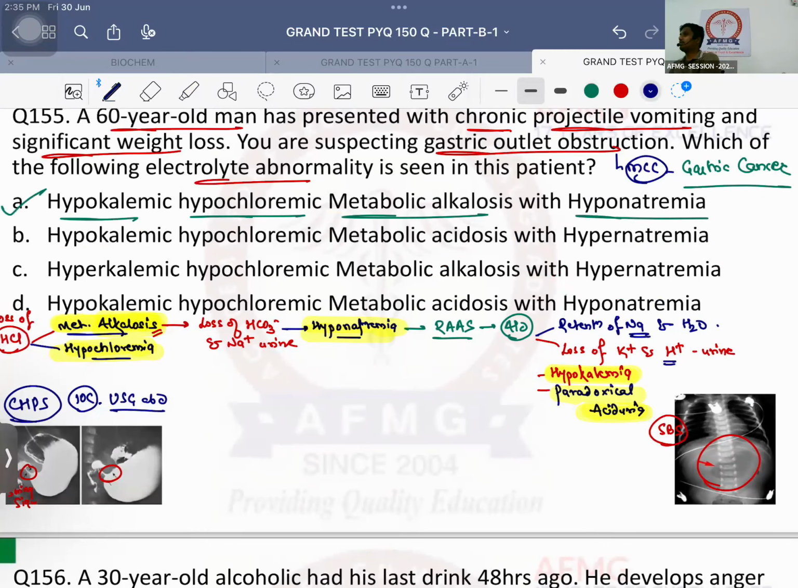ठीक है? This has been twice repeated question of your FMG examination. तो उसके लिए एक बार ये समझ लो, एक बार खुद निकाल लेना. It will become easier. रटने की जरूरत नहीं है कुछ भी. Very easy. हाँ.